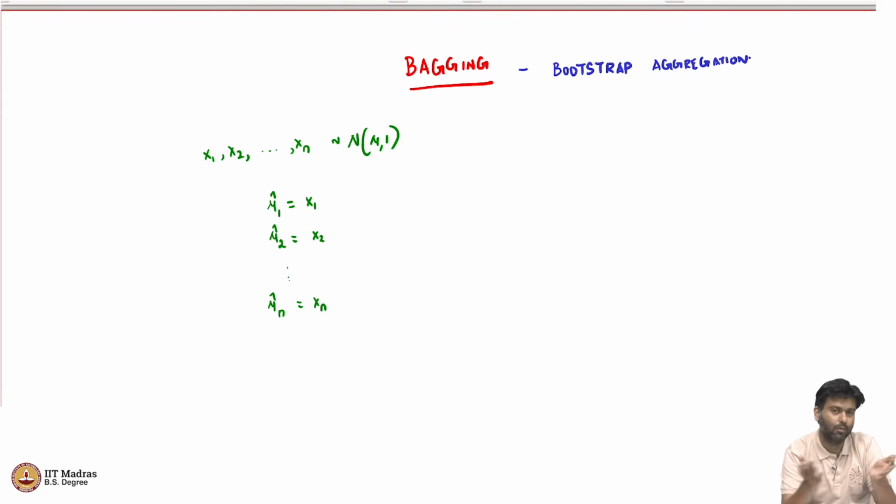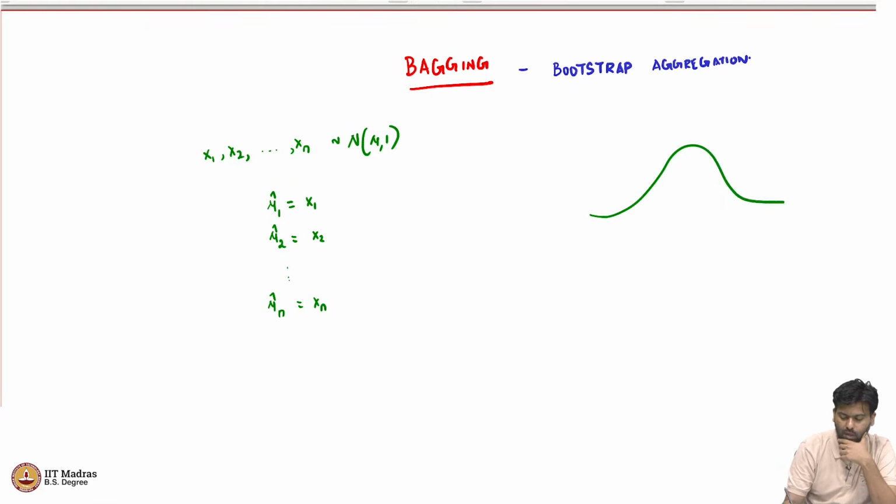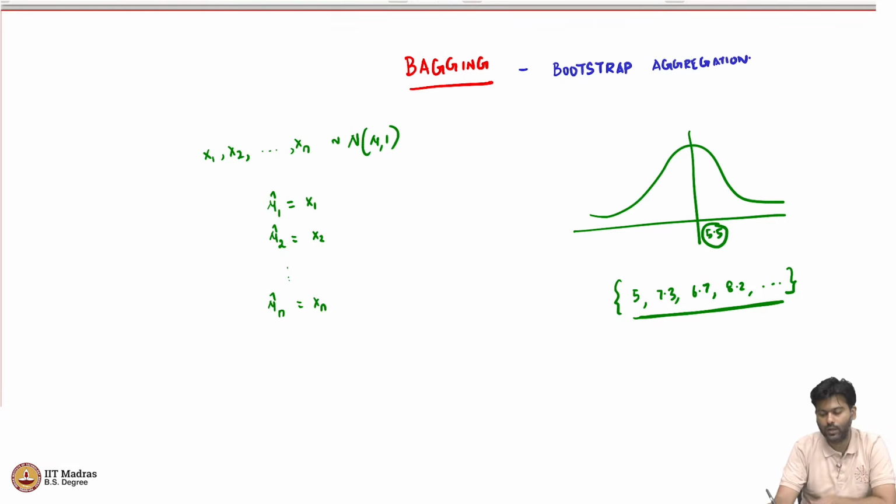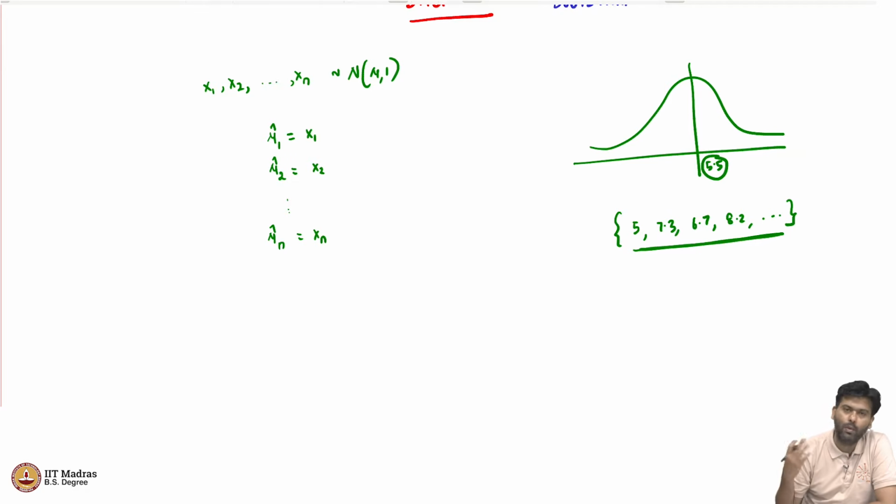So, what I am doing is I have a bunch of data points, all real numbers, all drawn according to a Gaussian distribution with some unknown mean and variance. Imagine a simple example, maybe the unknown mean is 5.5, and if I draw points from this I might get 5, 7.3, 6.7, 8.2 and so on. So, I get a bunch of data points. Now, I want to estimate this 5.5. I only have this data with me and I want to know what is the mean of the Gaussian that generated this data.